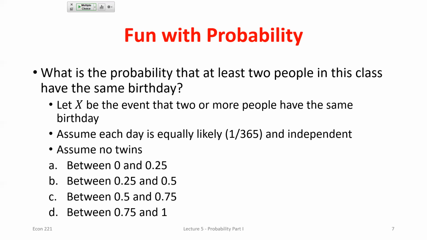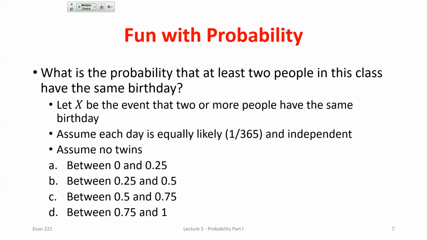So what would X complement be? Just the probability of seeing less than 2, which means no one has the same birthday. Less than 2 means every day there's only one person that has a birthday on that day. So our X complement here is really the probability that no one has the same birthday. So we're interested in what's the probability that two people have the same birthday. That was our event X. X complement is that no one has the same birthday.